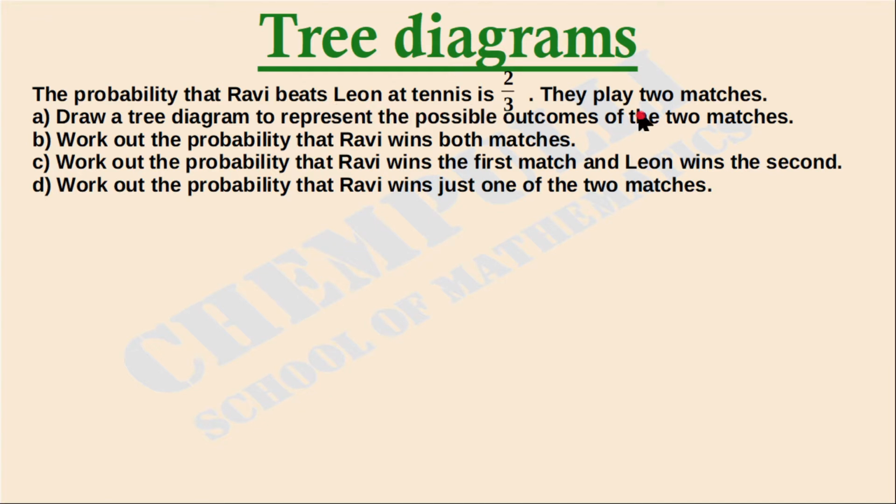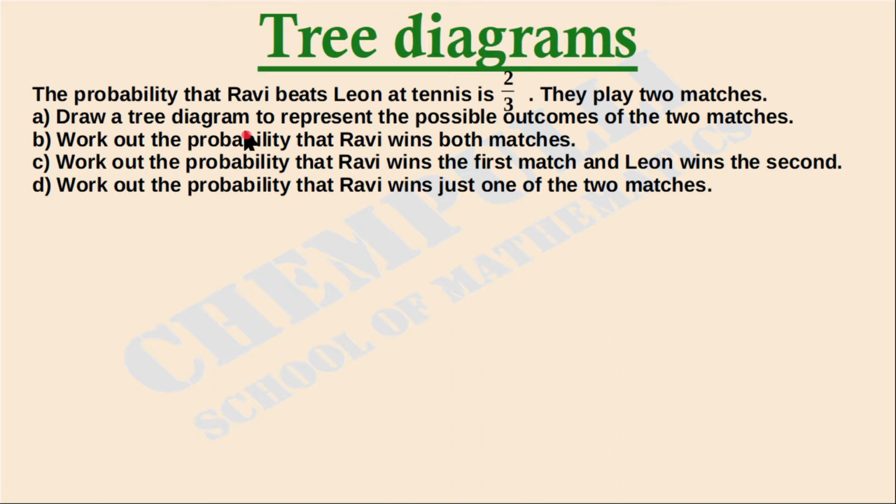They play 2 matches. First one, draw a tree diagram to represent the possible outcomes of the 2 matches. Work out the probability that Ravi wins both matches. Work out the probability that Ravi wins the first match and Leon wins the second. Work out the probability that Ravi wins just one of the 2 matches. Okay. Then here in this case, first we have to draw the tree diagram.